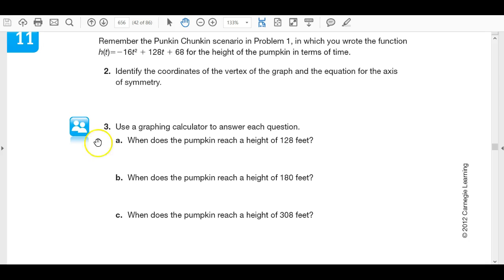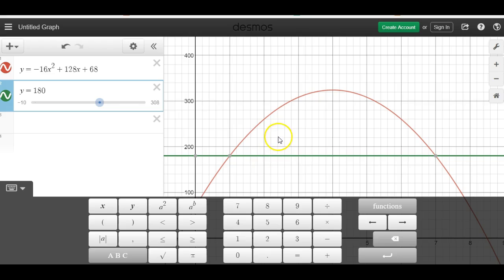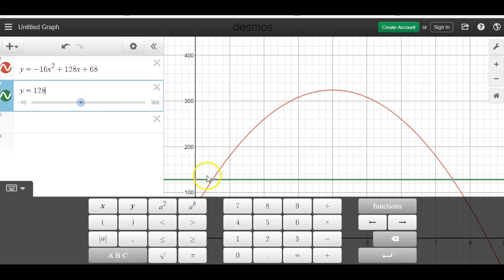And then, what did we have? 128. 128. That we said was at a half a second and 7.5 seconds. Aha. Something interesting about that, right? Something interesting about how far is this from 4, from the line of symmetry? That's 3.5 seconds away. And this to 7.5, that's 3.5 seconds later, right?